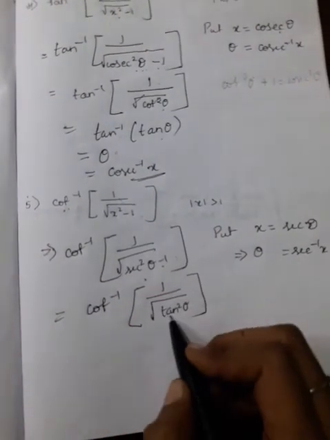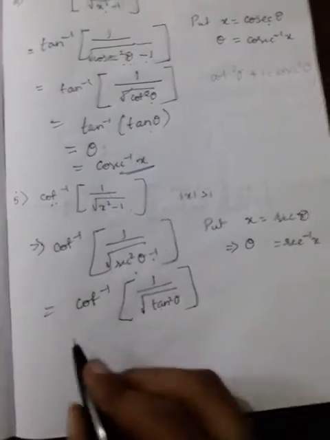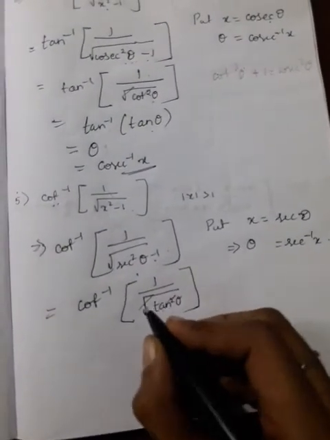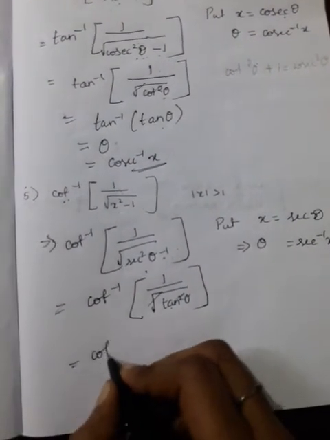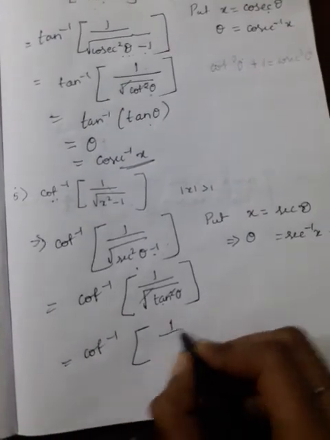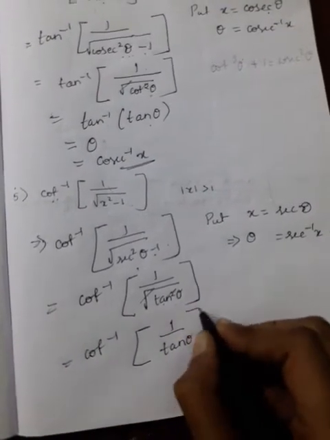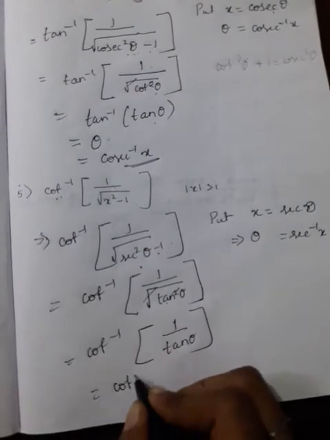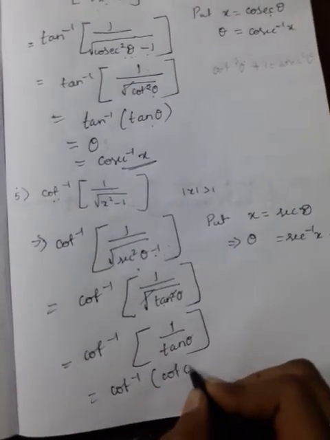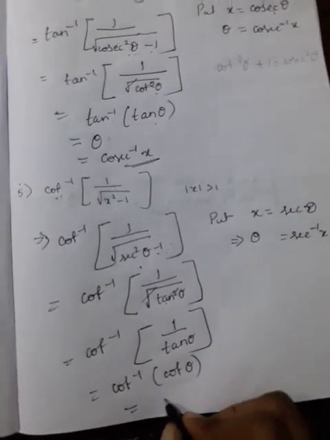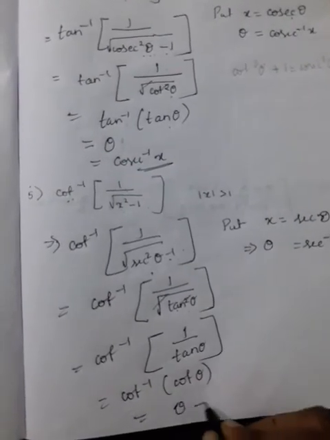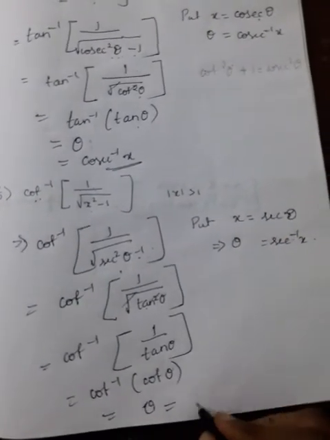Secant square minus 1 is equal to tan square. That means 1 plus tan square equals secant square. Square and square root get cancelled. This is equal to cot inverse of 1 divided by tan theta. 1 by tan theta is cot inverse of cot theta. Cot inverse of cot theta is theta. What is theta here? Secant inverse of x.